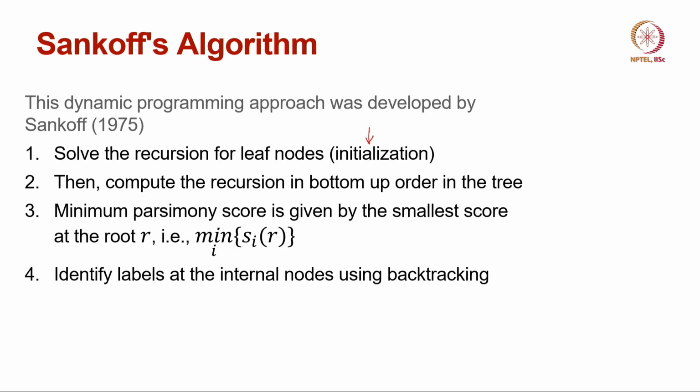Now, we will compute the recursion in the bottom up order in the tree, that is going from leaves all the way up to the root. And finally the minimum parsimony score will be given by the smallest score at the root node, that is, over all possible states, what is the minimum score achieved at the root. Once we know the optimal parsimony score, we will then identify the labels at the internal nodes using backtracking.